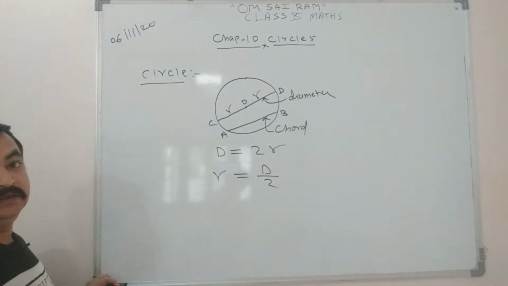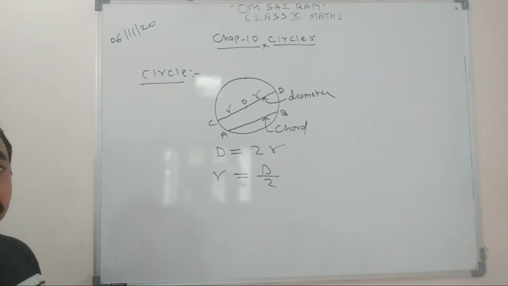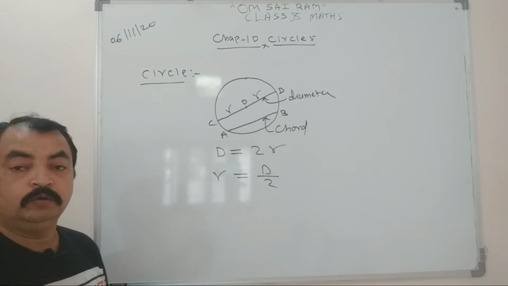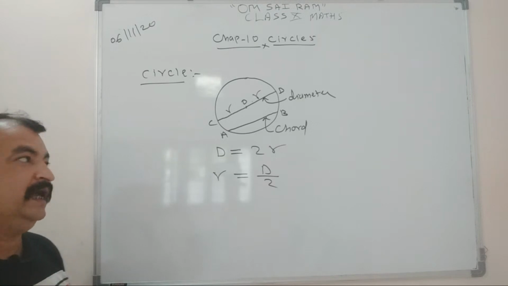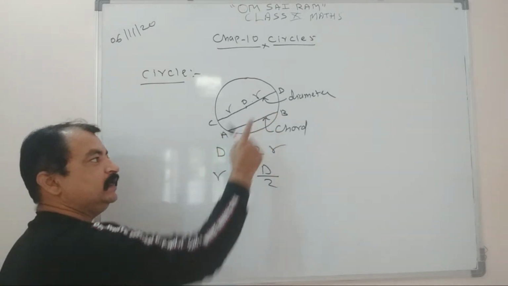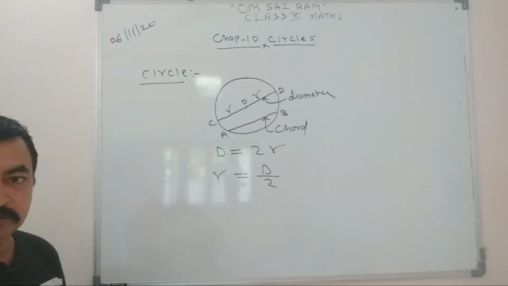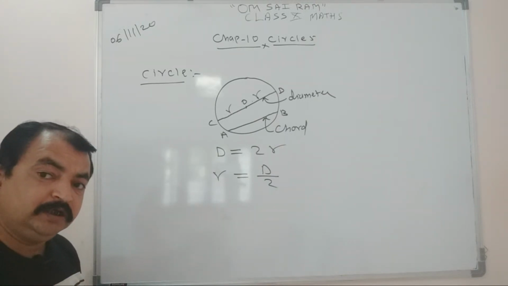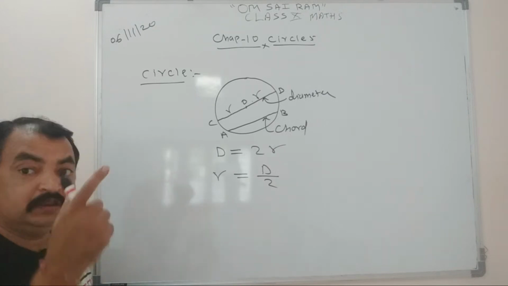A line segment, listen to it carefully. How would you define the chord? A line segment whose end points lie on the circle, children. As you can see, AB is the line segment. Line segment means what? Having fixed end points, right? So a line segment whose end points are on the circle.